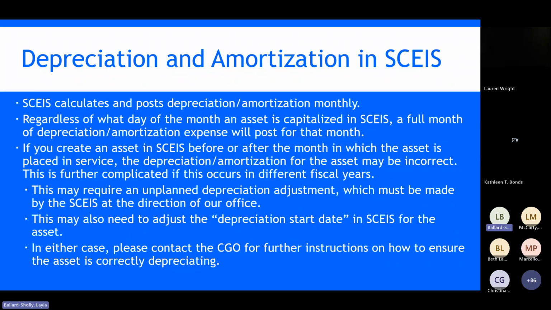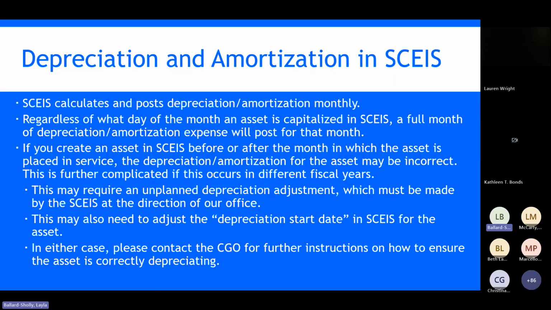So if you're in a situation where you create the asset in SKIS before or after the month in which the asset was actually placed in service, and honestly, it should be when it's ready and available to be placed in service, the depreciation in SKIS may be incorrect. This can be further complicated if the situation crosses different fiscal years, because you really want to make sure that it's as accurate as possible at 6/30 specifically.